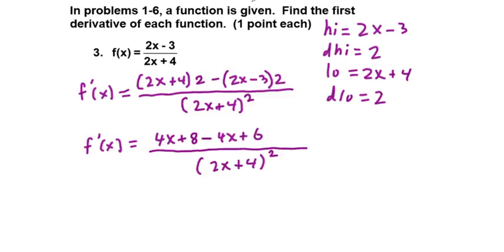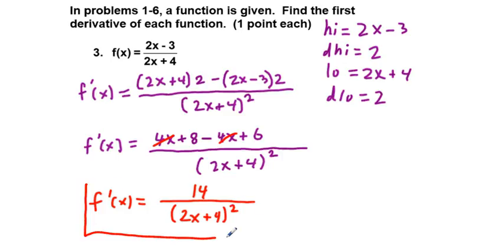And so what happens, we cancel what we can. We have 4x and minus 4x cancel each other. So we're left with f prime of x equals, in the numerator, all we have left is 8 plus 6, which is 14. And in the denominator, we have 2x plus 4 to the power of 2. And this will be our answer to problem number 3.